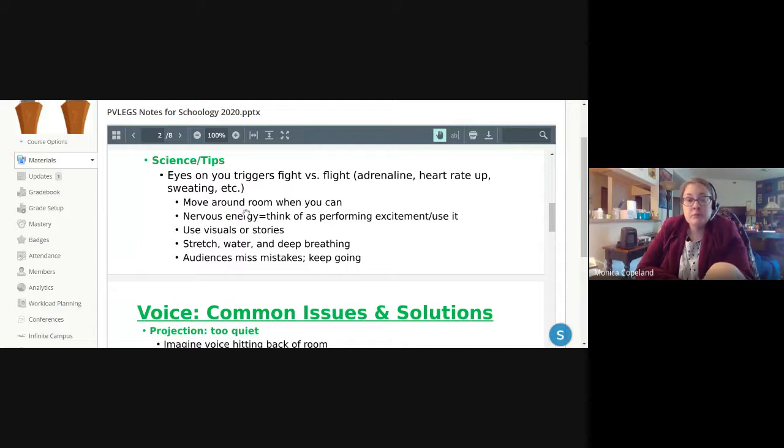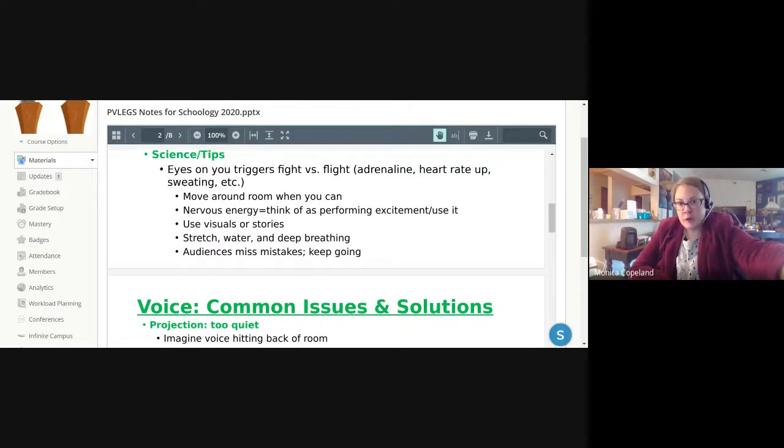Like I said, move around the room. Think of your nervous energy as performing excitement and use it. I've been teaching since 2004. Every year, the night before the first day of school, nervous wreck. And every teacher I know is like this. We all get nervous about coming back to school and having to perform again. So most performers I know are like this. They still have that nervous energy. It doesn't really go away fully. You just learn how to use it. And the best way to use it is to think of it as performing excitement. My body is gearing me up to get ready to slay this thing.